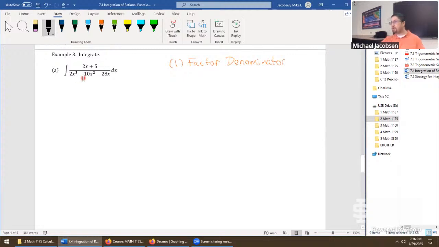It's 2x cubed minus 10x squared minus 28x. Like before, we want to pull out the greatest common factor. Anyone spot what it is? Good call. 2x factors out immediately, leaving behind x squared minus 5x minus 14.